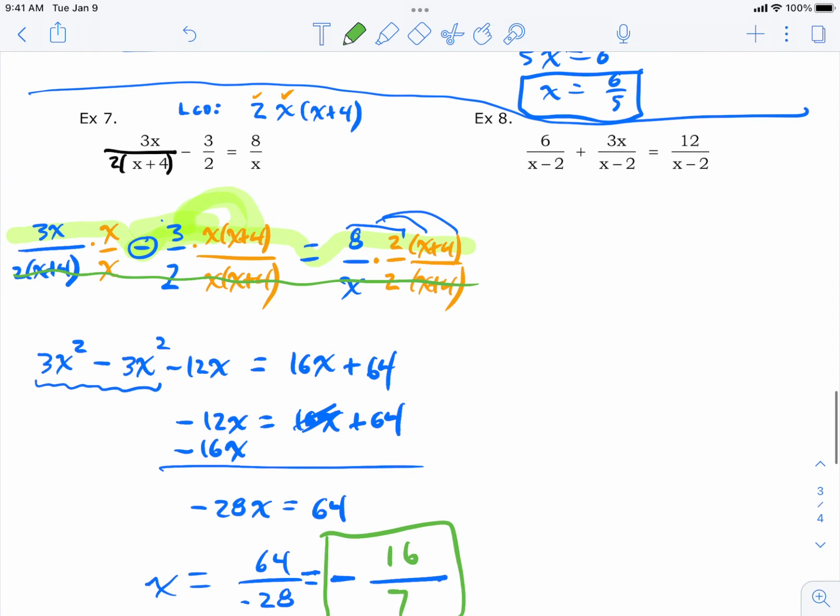All right, and then one more example. Don't go away. This example is important. I put it there because it's important.